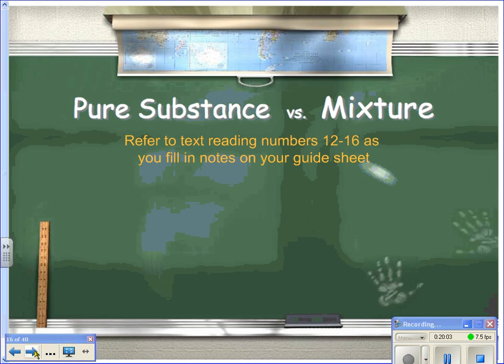Now, we're going to take a look at pure substances versus mixtures. A pure substance versus mixture. Refer to your text reading numbers 12 through 16 as you fill in notes on your guide sheet. So, on the front page of the guide sheet, outline for your notes, matter part 1. Go down to the bottom, there's pure substance versus mixture.